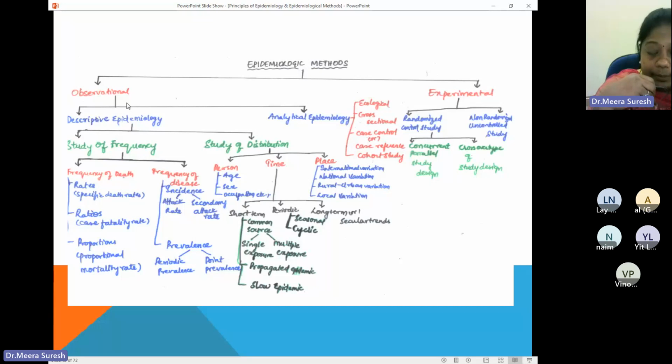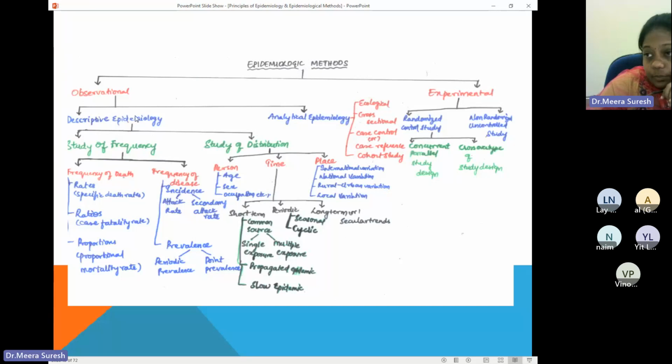So in the epidemiological methods, we make a broad classification. In one, we are not interfering, we are not intervening, we are just observing that group of people. That is called observational studies. And then we have the experimental studies, where we are going to intervene or interfere. And now we have the specific classification. The observational study is divided into two: the descriptive epidemiology and the analytical epidemiology. So the descriptive and the analytical.